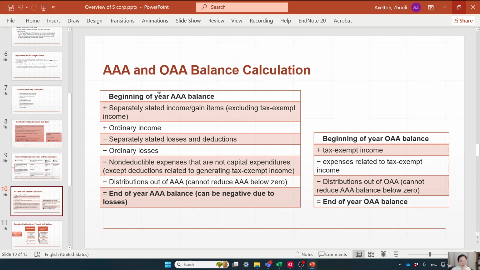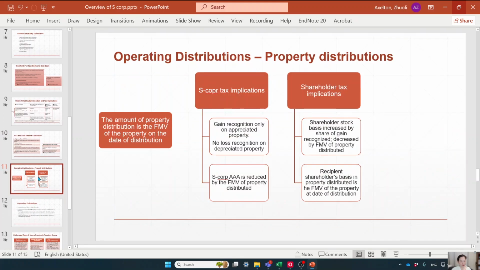And this is a quick summary of the AAA, the accumulated adjustment account balance, and how to track it. Those are separate pools, similar to the E&P. So basically, it is any separately stated income, or income minus the losses. Any distribution out of AAA will reduce the AAA balance. And the last section of the chapter covers the distribution.